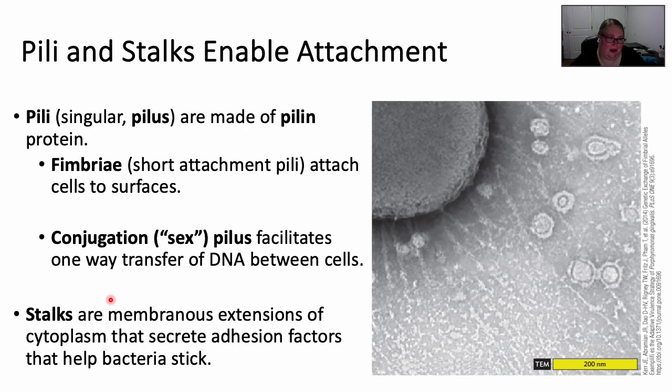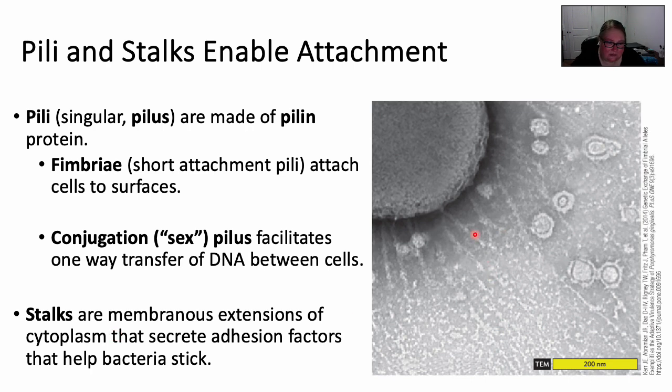Okay, so the last thing we're going to talk about is the stalks. So pili are made of the pilin protein. Stalks are actually extensions of the cytoplasm. Okay, so it's going to kind of make a sticky substance outside of the cell. It's going to allow the cell to stick to different surfaces. So the stalks themselves are going to excrete, so they're going to give off adhesion factors. So they're going to make these chemicals that are going to help even more the cell stick to a surface.